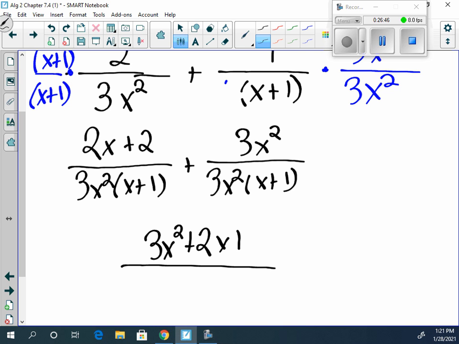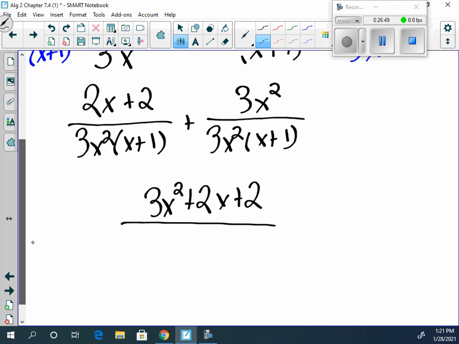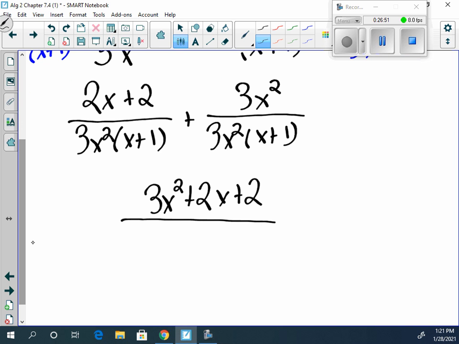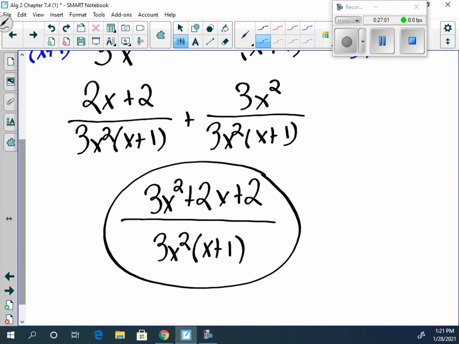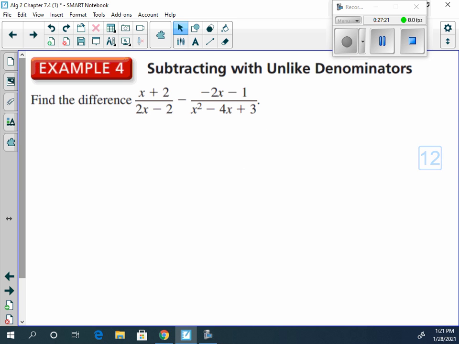We can add these two together and rewrite it according to number theory. And this here is our final answer, because 3x squared plus 2x plus 2 is not going to simplify. There's no way to factor it. So this here is as simplified as it gets. Questions on this here? All right.